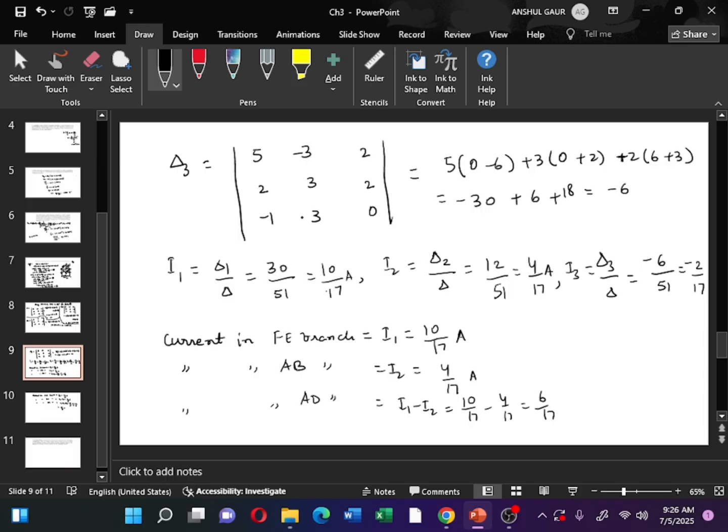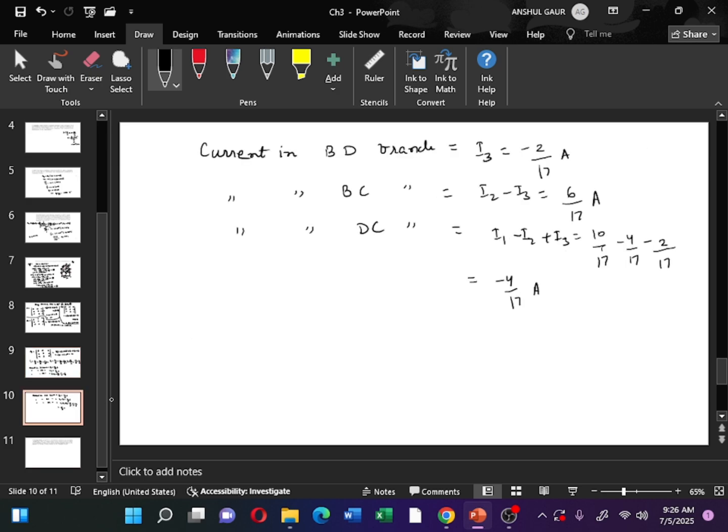Current in AD branch, which is I1 minus I2, after solving it, this value comes out to be 6 upon 17. Similarly, the current in branch BD is I3, which is minus 2 upon 17, which we have calculated. Current in BC branch is I2 minus I3, which is 6 upon 17, and current in DC branch is I1 minus I2 plus I3, which comes out to be minus 4 upon 17. In this way, we get the currents. So these are the answers of this problem.